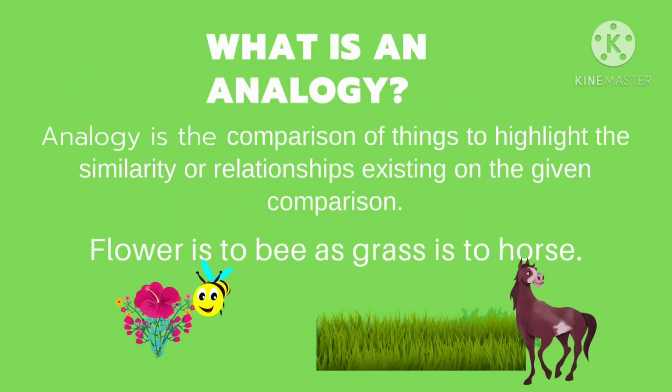What is an analogy? Analogy is the comparison of things to highlight the similarity or relationships existing on a given comparison. Notice the comparison in our example. Flower is to bee as grass is to horse. What kind of comparison or relationship exists here? Why are they being compared? Because a bee feeds on a flower, while a horse feeds on grass. That is the relationship that exists in a given set of words.